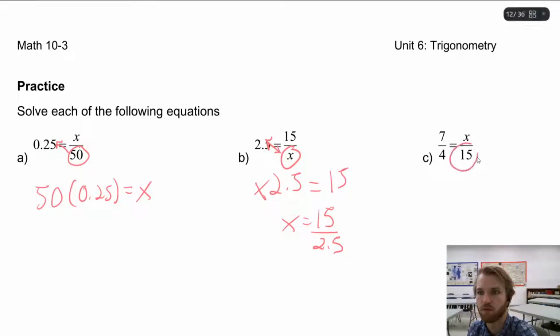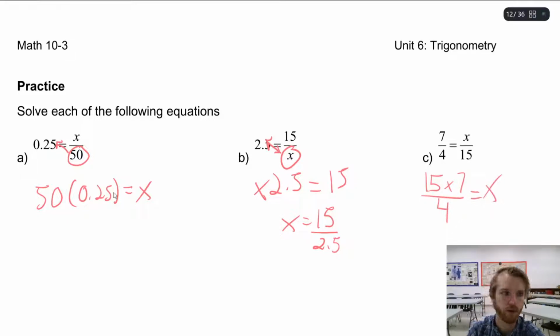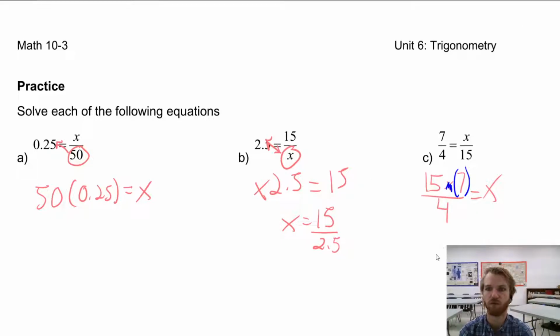Lastly, x is on the top already, but we need to get rid of the 15 and move it diagonal up to the top. So this becomes 15 times 7 divided by 4 is equal to x. I was saying that I typically don't like writing multiplication signs here because they look like x's. I normally use brackets. So 15 times 7 divided by 4 in your calculator gives you your final answer.